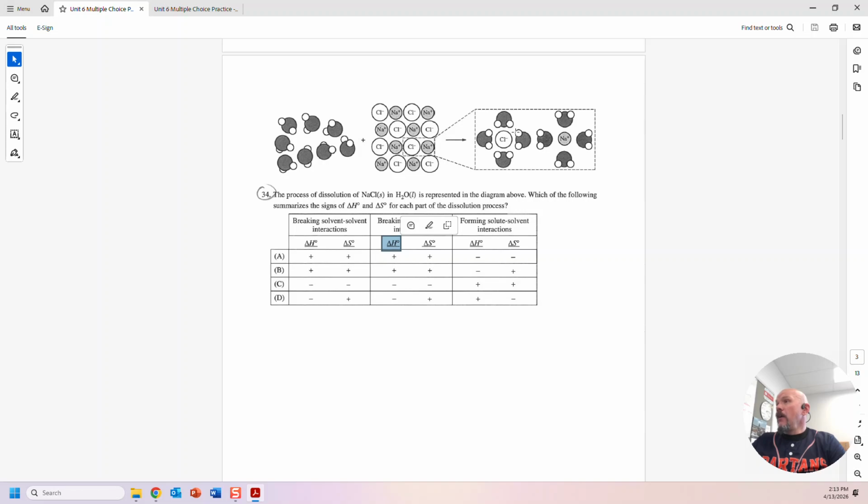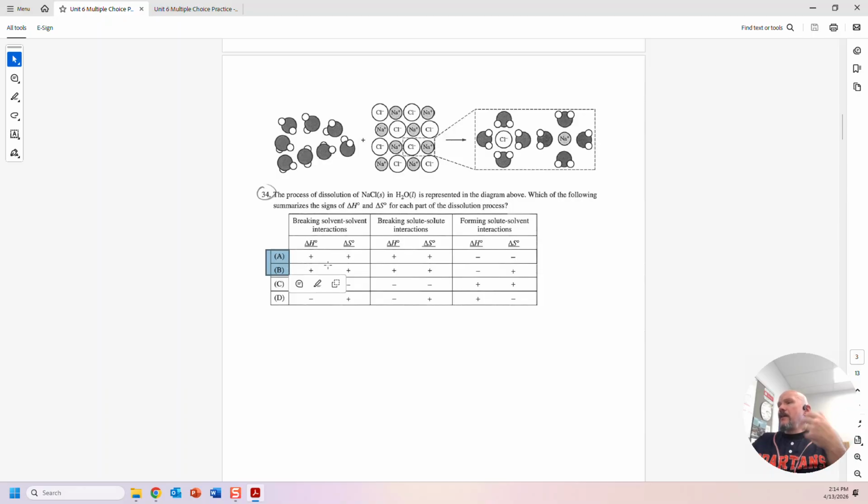And then we should understand that, although they're not drawn, we have ion-dipole interactions occurring between those ions. And those are the new attractions that are formed. So that releases energy. That process should have a negative delta H. So we can eliminate choice C and choice D, because choice C and choice D have negative, negative, positive for delta H, and we know it should be positive, positive, negative. So choice A and choice B are left. We've eliminated C and D.